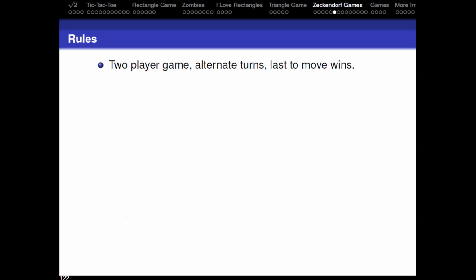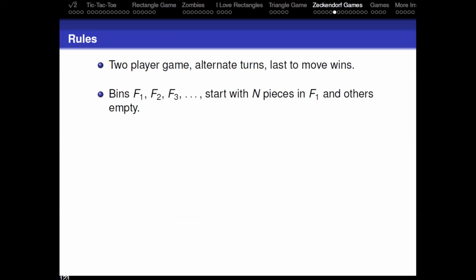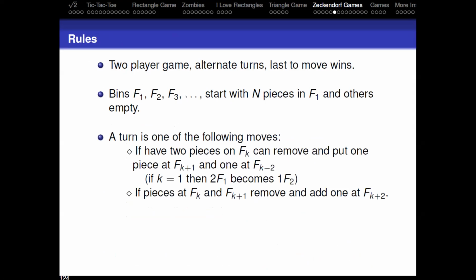I created this game a few years ago. There are two players, they alternate, and the last one to move wins. You start off with bins that are the Fibonacci numbers. So F1 is 1, F2 is 2, F3 is 3, F4 is 5, and so on. We start off with n pieces on bin 1, and all the other bins are empty.